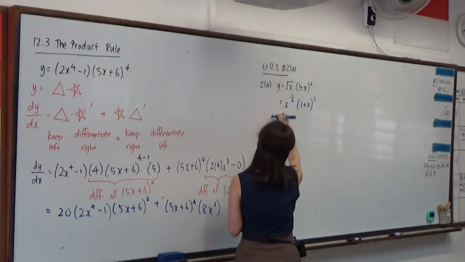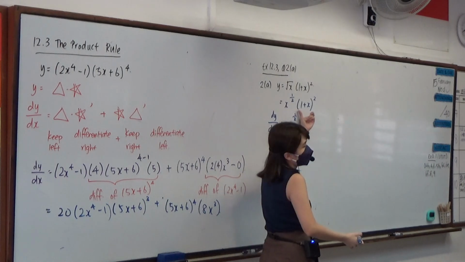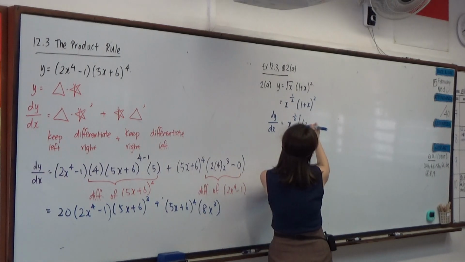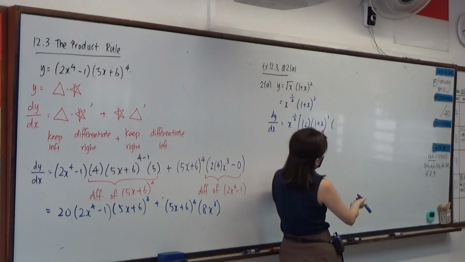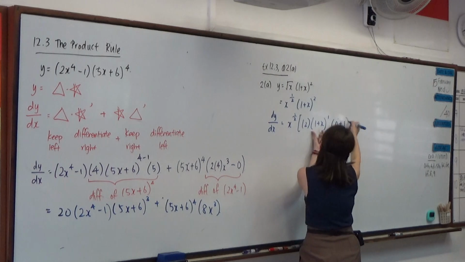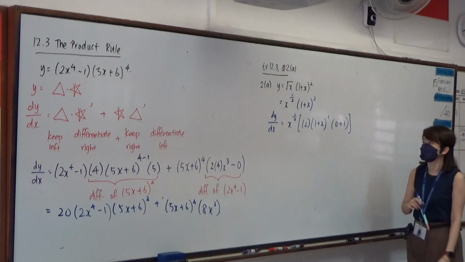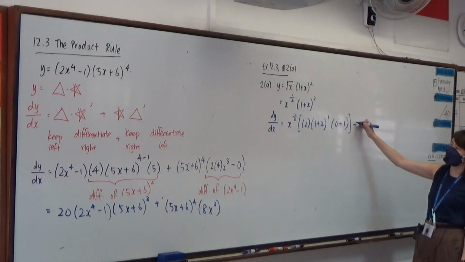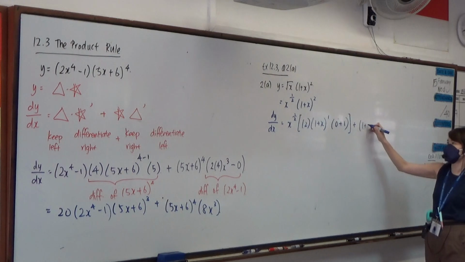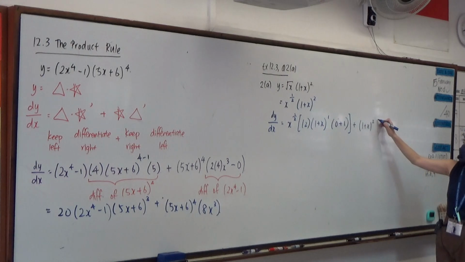So using our product rule, we keep the left side, differentiate the right side, which will be 2 times 1 plus x to the power of 1. Differentiate inside here will actually be just 1. So this is the differentiation of the right. Then you plus, keep the left side, keep the right side, then differentiate the right.